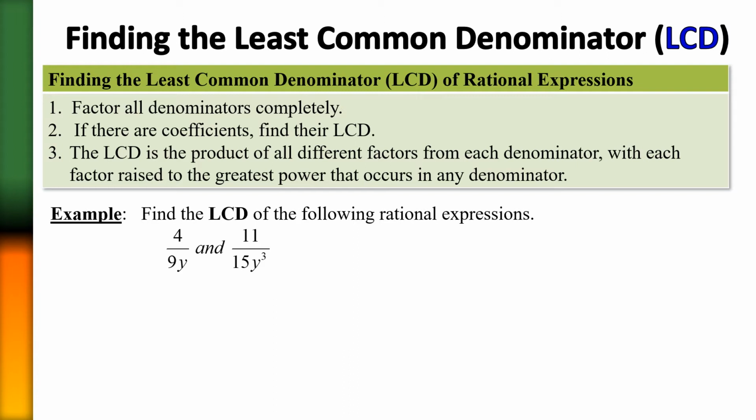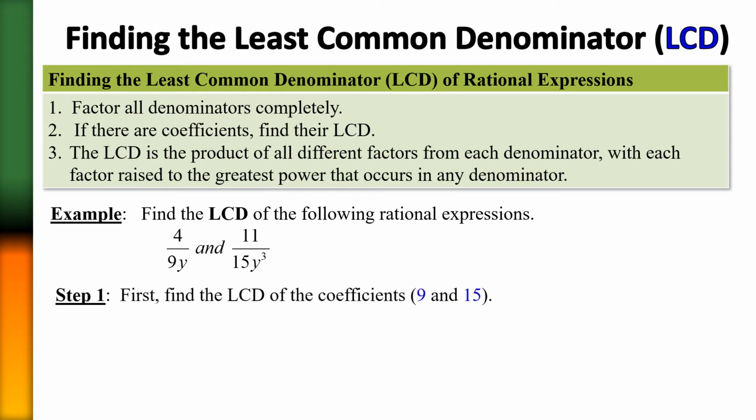So first, let's look at the coefficients. And by the way, the LCD has nothing to do with the numerator, only the denominator. So in both denominators, we want to look at just the coefficients. So we have a coefficient of 9 and 15. And we want to know, with 9 and 15, what is the least common number that they share in common? In other words, the least common denominator.